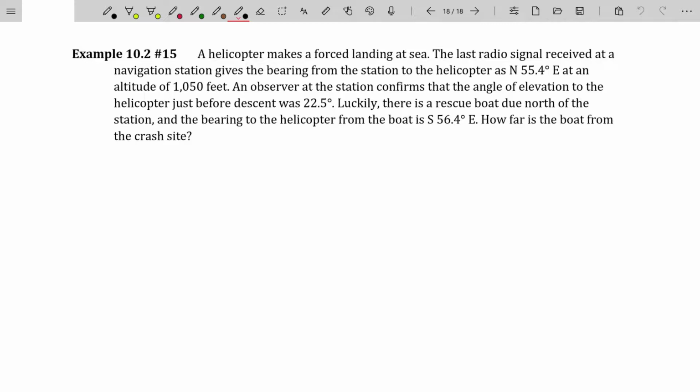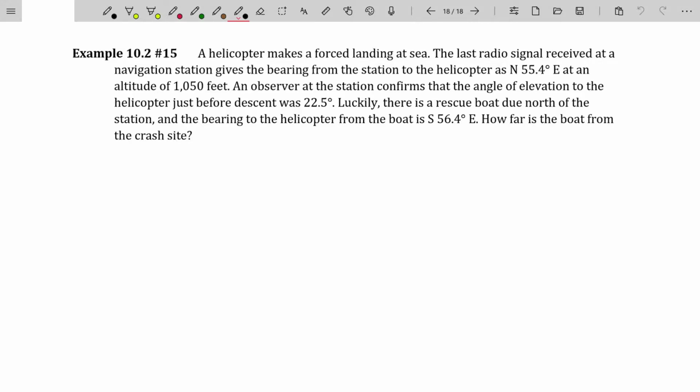So we're really synthesizing a lot of our language from trigonometry up to this point. Luckily, there's a rescue boat that's due north of the station, and the bearing to the helicopter from the boat is south by 56.4 degrees east. Final question: how far is the boat from the crash site? This is an incredibly robust problem, and although we've read it, I don't know if we truly understand it. We need to draw a picture.